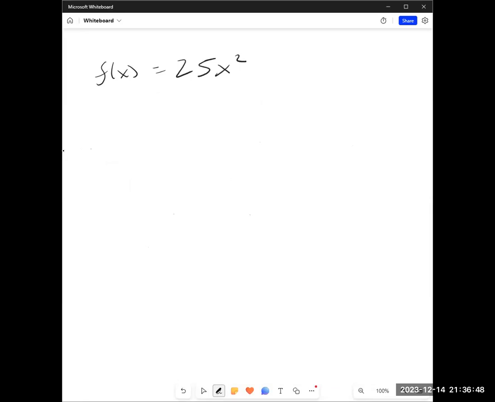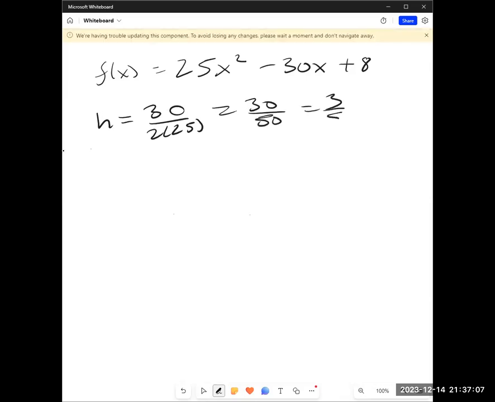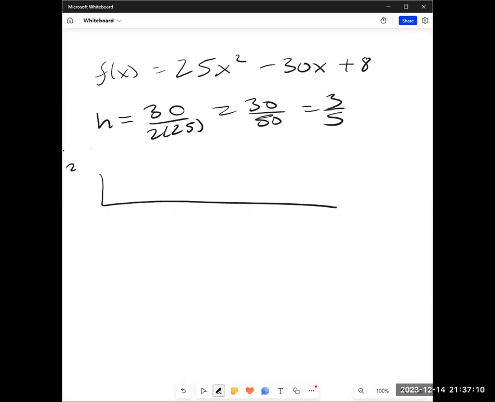Next is 25x squared minus 30x plus 8. And negative b over 2a: 30 over 50 is 3/5. So 3/5 out here. 25, negative 30, and 8.